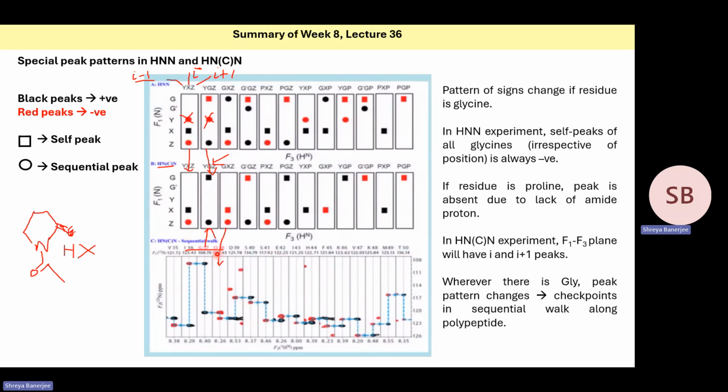Now, whenever there is glycine, you saw that the pattern changes. Instead of one red and one black, you either have two black or two red, and this will help you. These are kind of like checkpoints in this sequential walk. So if you see this kind of pattern wherever there is a glycine, that means your assignment is correct.